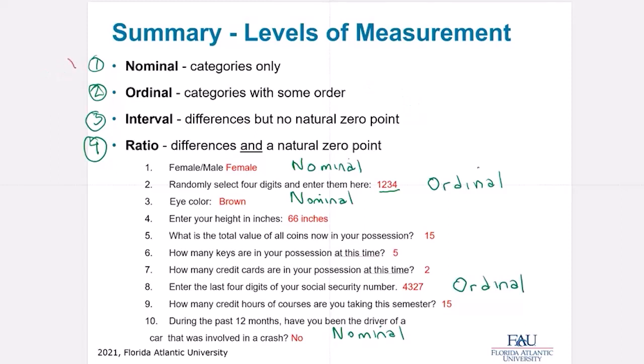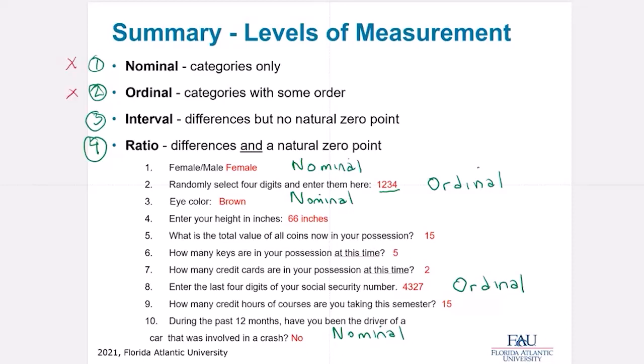So we did nominal and we did ordinal. Now interval, we can take the differences, but there's no starting point. There's no natural 0 starting point. Well, height has a starting point of 0. When we're in utero, we could say we're 0, and then we grow and grow and grow until we get to a certain point, and then we stop growing. The total value of all coins in your possession, the total value, I thought it said total number, but that's okay. I have $15 worth of coins in my possession.